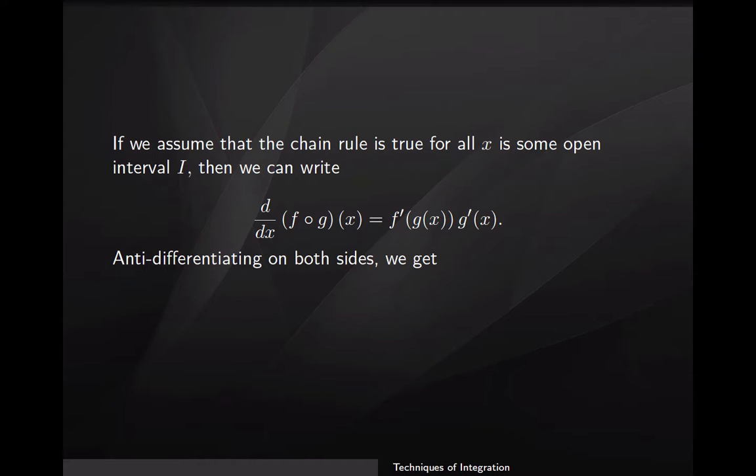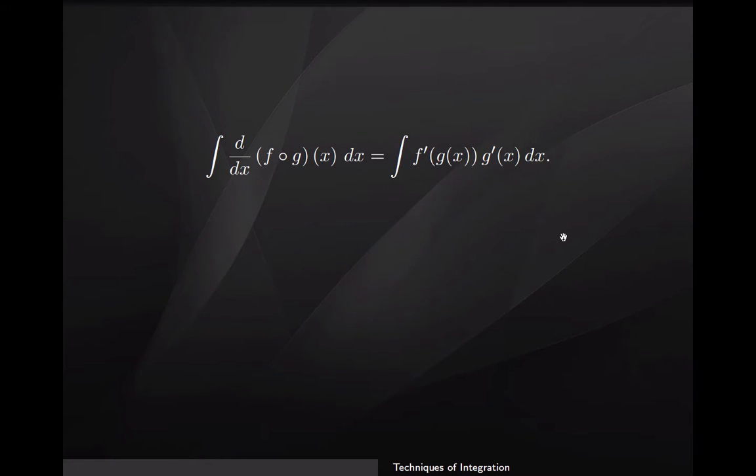Now we're gonna assume that the chain rule is true for some open interval, so everything I'm gonna do makes sense. I can write down the derivative of f composed with g as d dx of f composed with g evaluated at x, which by the chain rule is equal to this right hand side here. Now, looking at this equation, I'm going to do an anti-differentiation. I'm going to write the symbol of integration on both sides of that equation. So what I get is the integral of d dx of f composed with g equal to this integral here, where this part and this part are the ones that come from the chain rule of differentiation.